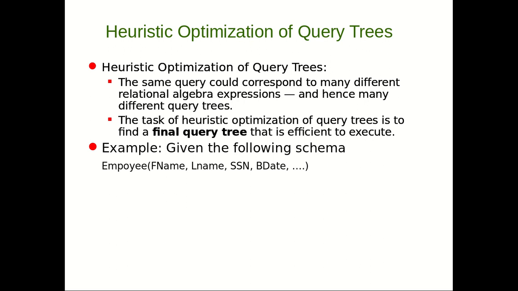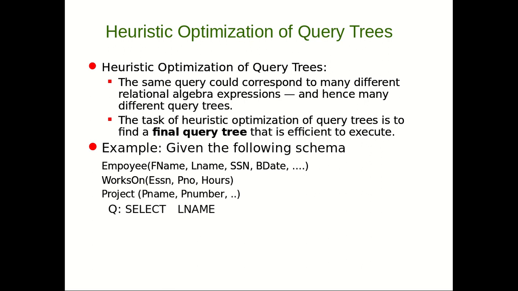An example: consider three relations: employee, works_on, and project. Employee with attributes fname, lname, ssn, birth date, etc. We mention only those attributes which we are interested in. Works_on with ESSN, P number, hours, and project with P name and P number.